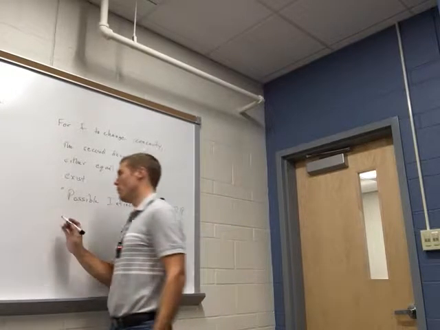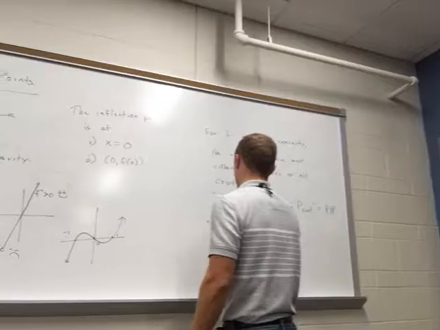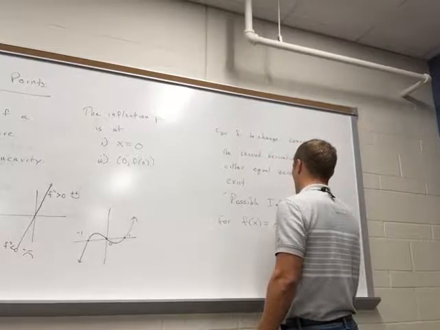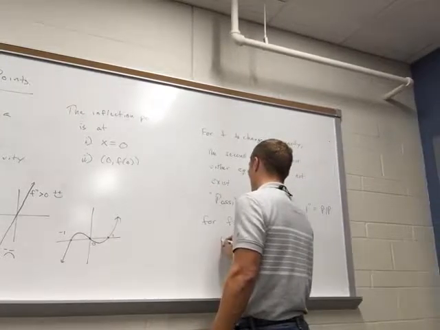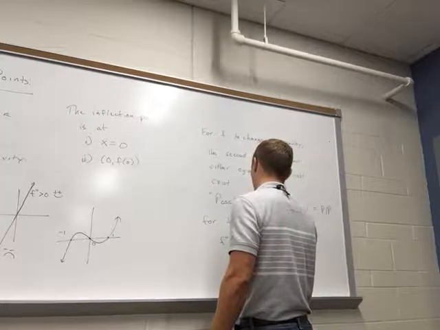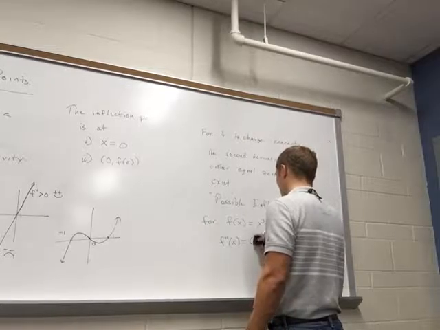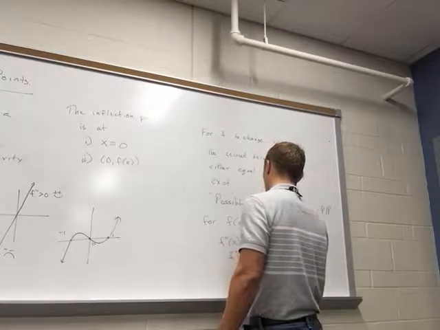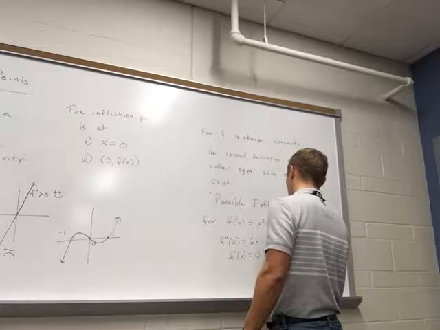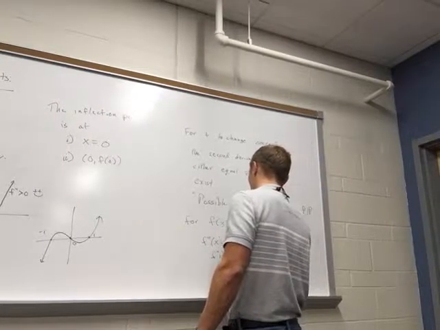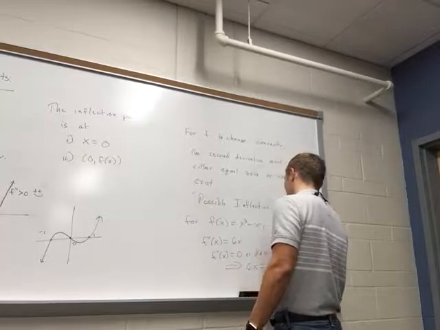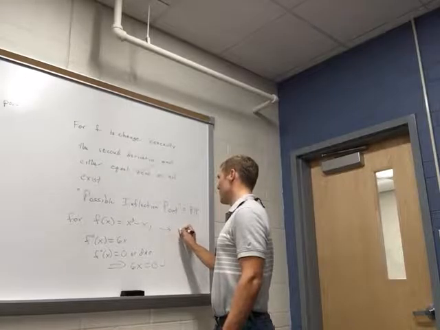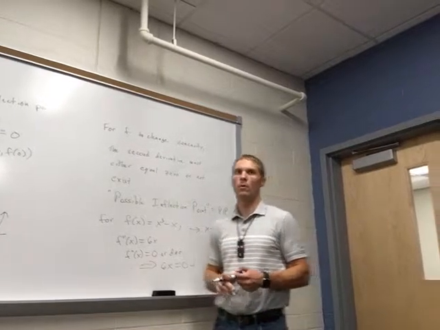So looking at our example, for f of x equals x cubed minus x, f double prime of x equals 6x, f double prime of x equals 0 or does not exist, implies that 6x equals 0 because it always exists, which gives me that x equals 0.